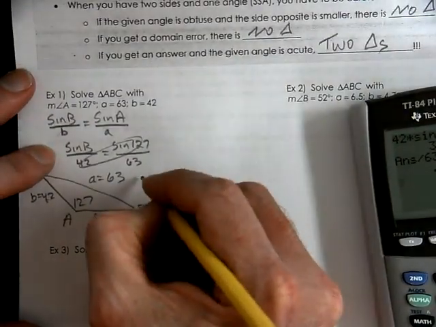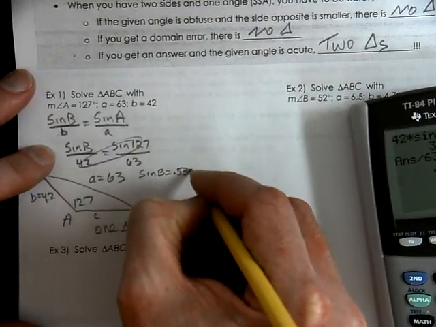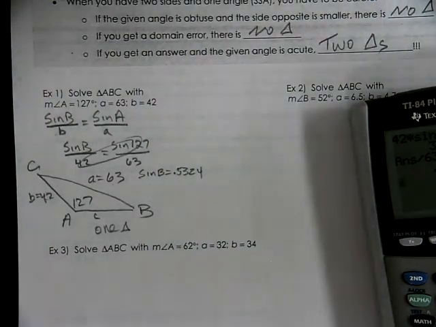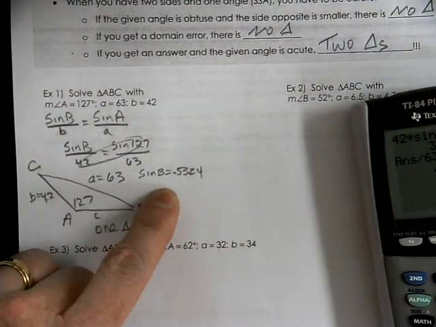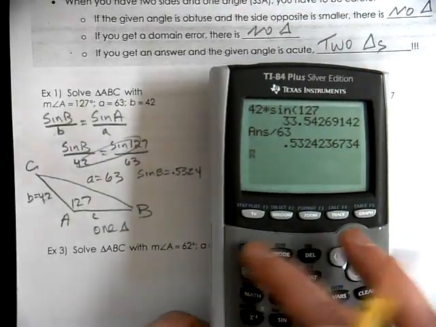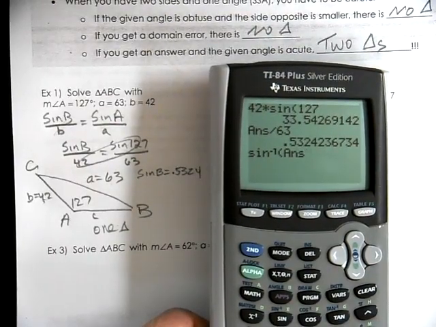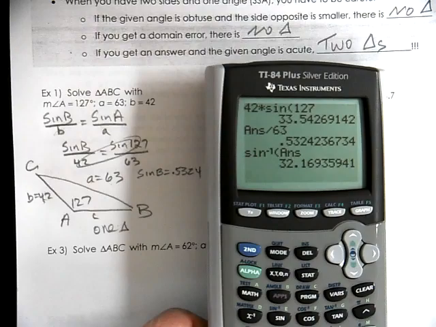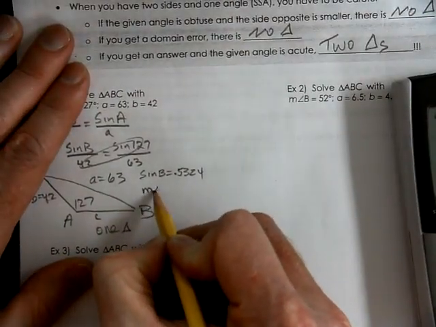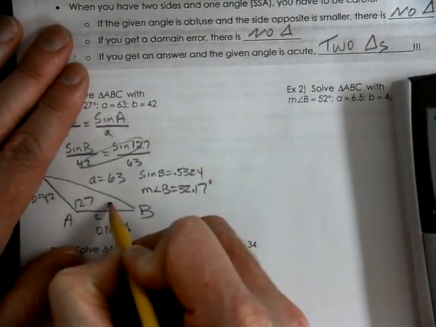This is a requirement. If you get an answer greater than 1, there's no triangle. That might come up in the future. We got an answer that was less than 1, so there is an answer. So we're going to do sine inverse of our answer, 0.5324, and that gives us 32.17 as an angle. The measure of angle B equals 32.17.